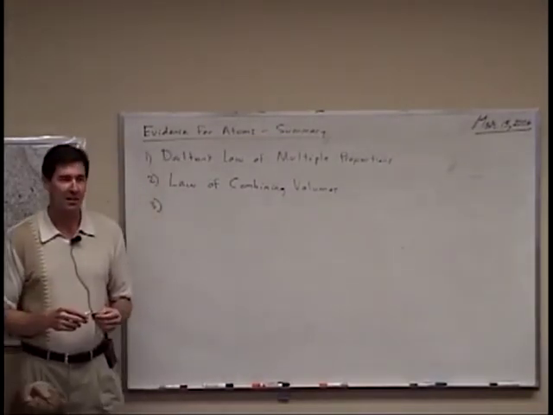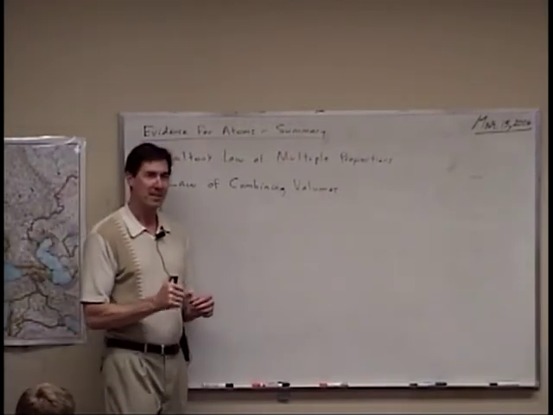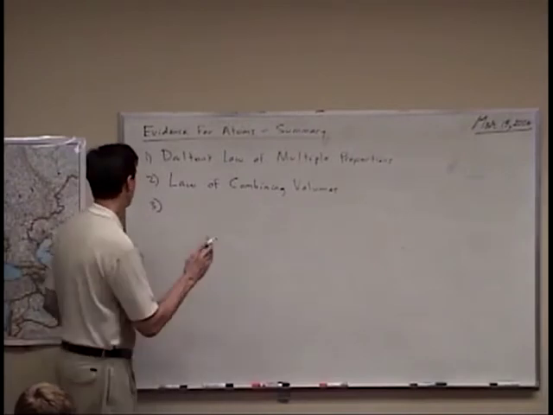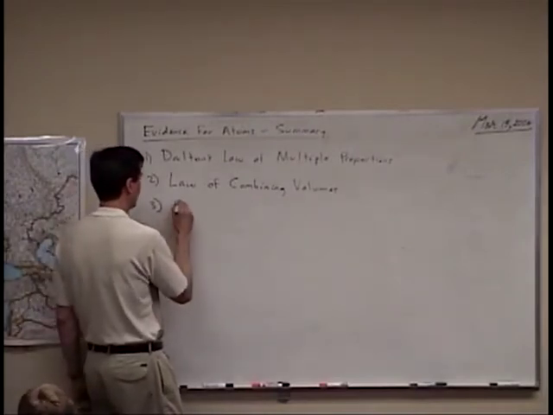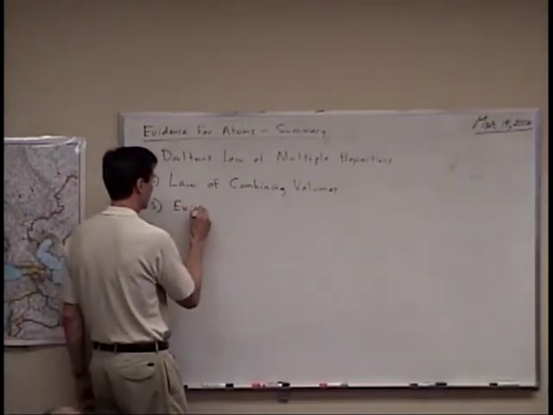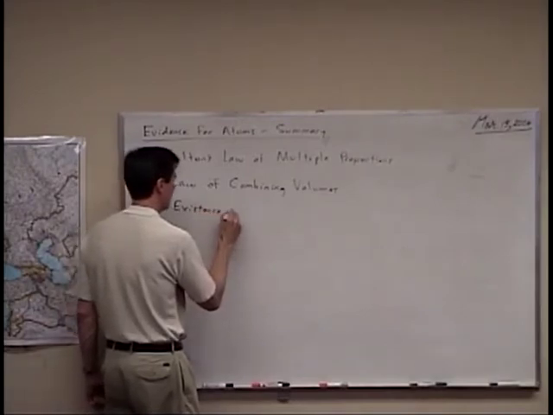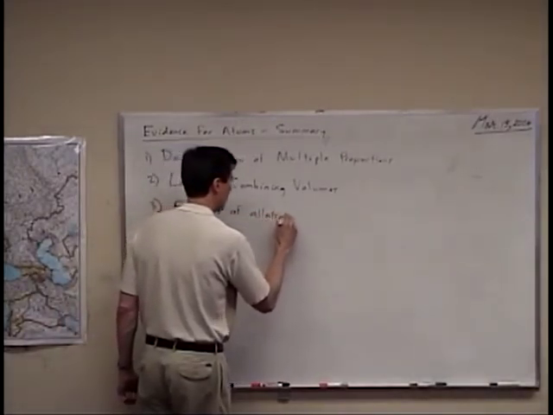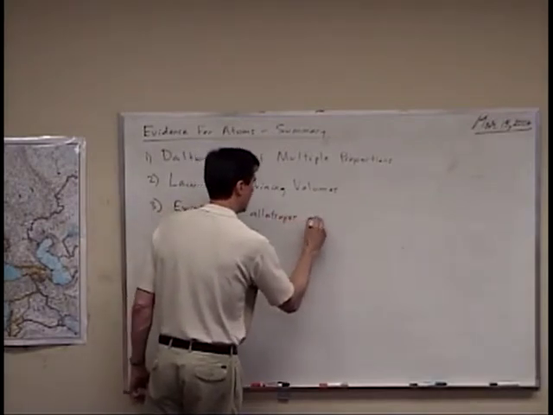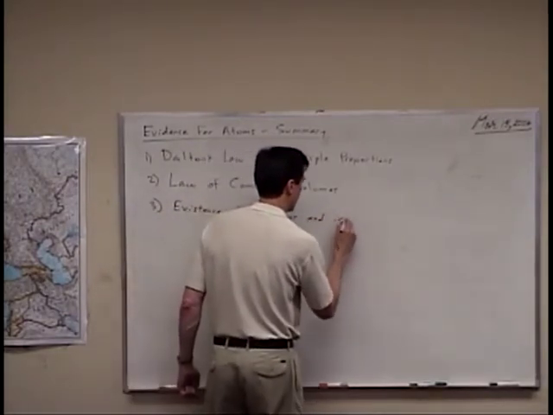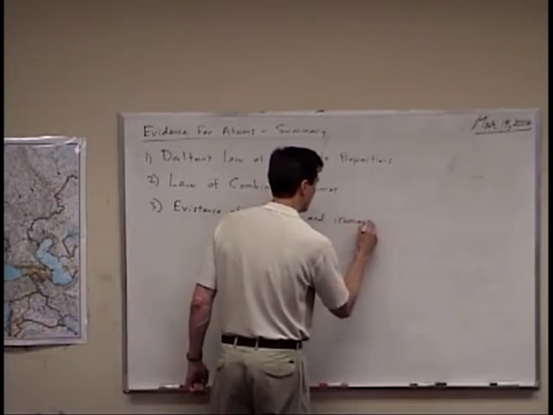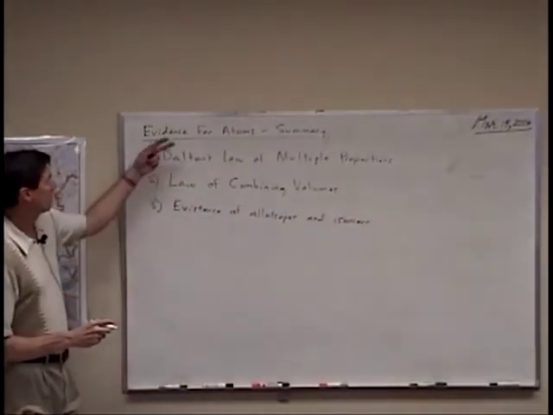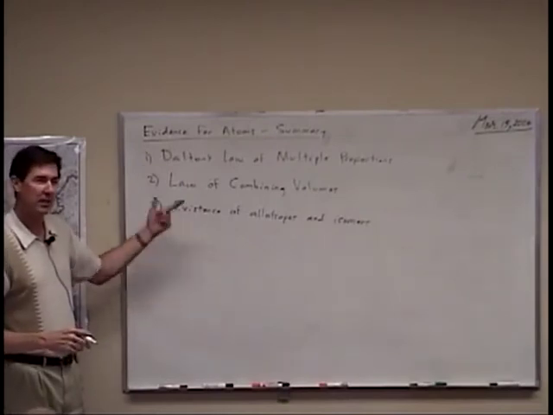Next. Allotropes and isomers. Let's just say existence of allotropes and isomers. So this is just the order they'd go in. I'm just reviewing the major pieces of evidence.